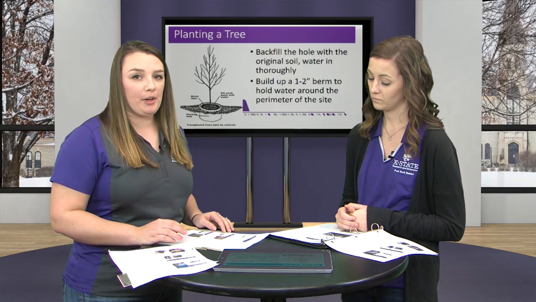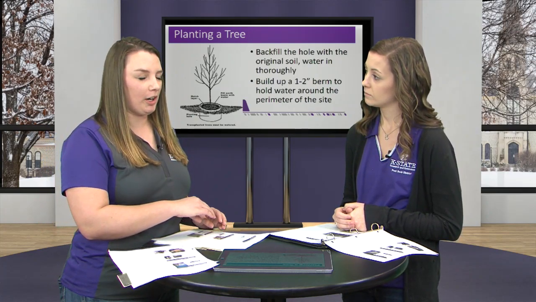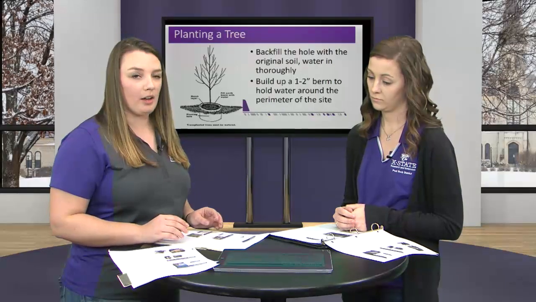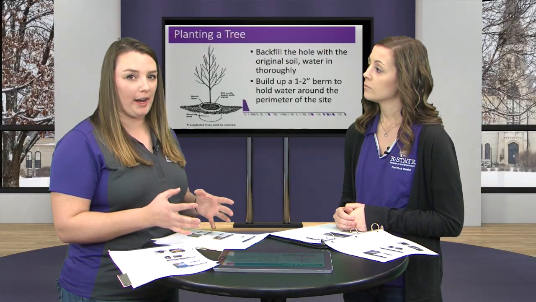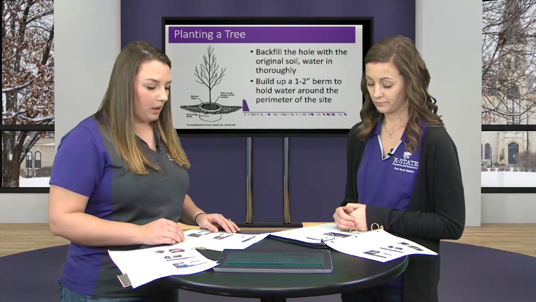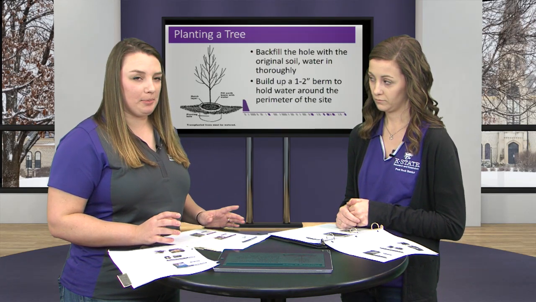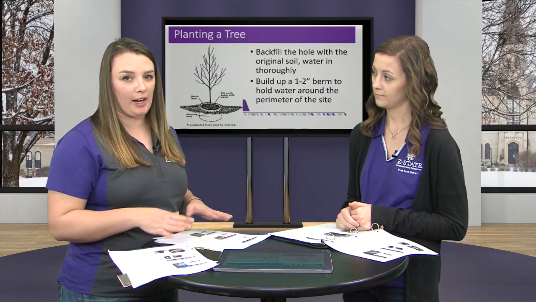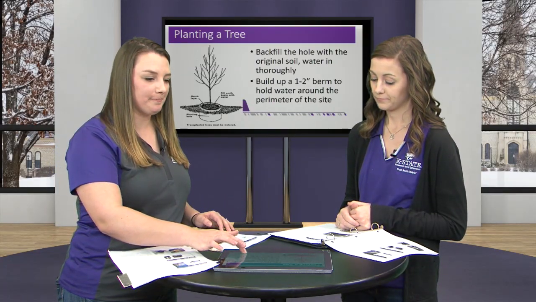You'll also want to build a berm or kind of like a trench area around the tree just to help keep that water in right where it needs to be. And you'll just keep the water where it should be instead of spreading out into the turf grass around your tree where it was planted.